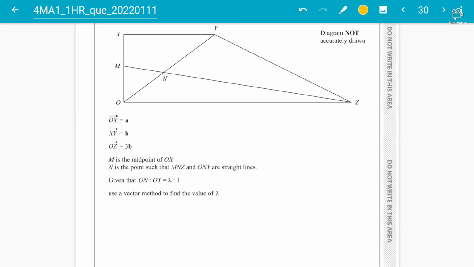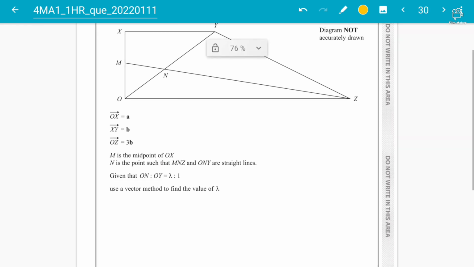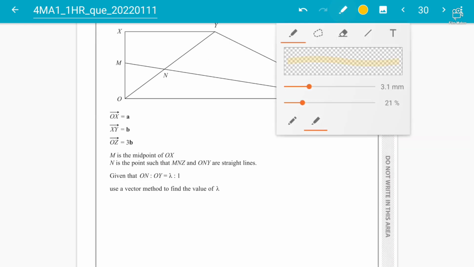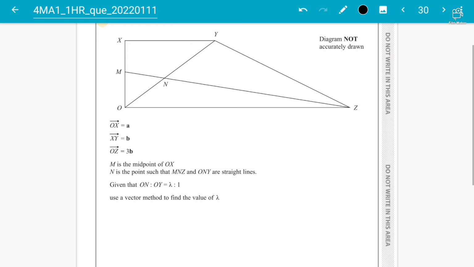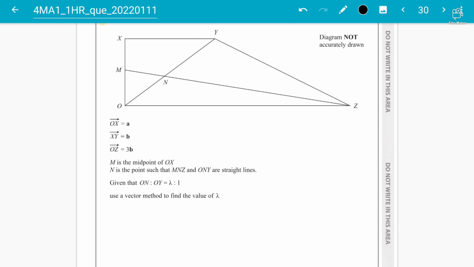Always remember, vectors questions have to be solved simultaneously: make two equations in terms of lambda and mu. This time lambda is fixed, so we are not going to use lambda, we have to use the other one, mu. The first thing is to find out what information we can calculate. We can find OY, students, by saying OX, the position vector of X, plus the XY vector.